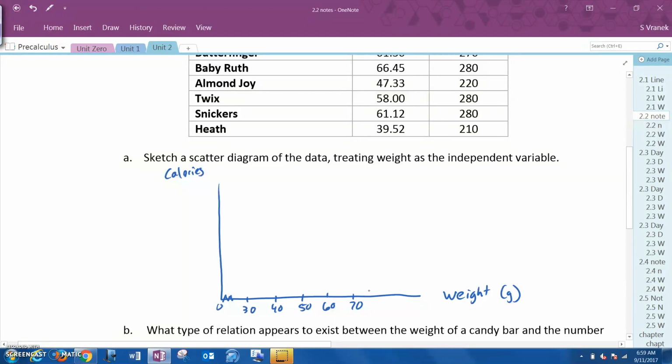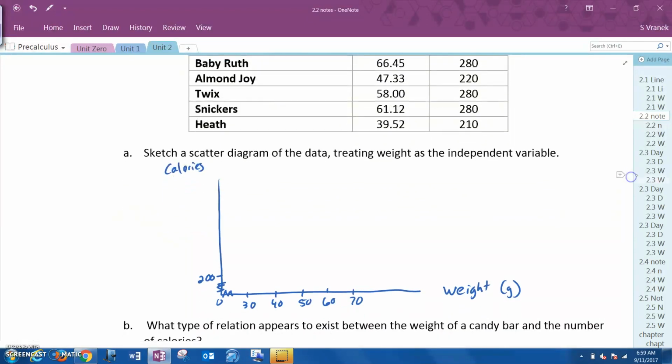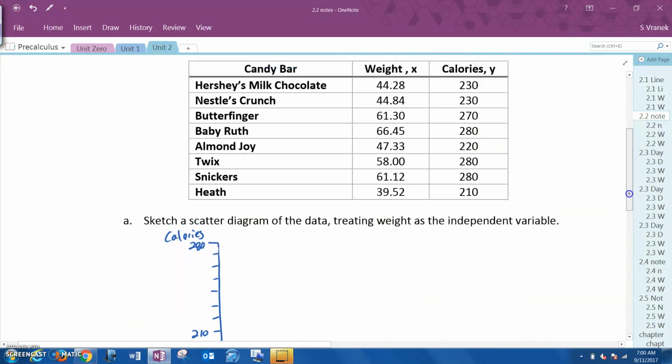And then for the height, I want to do another break and then say I'm going to start at 200 because it looks like that's the lowest calories, or well, 210 is. 210. And so forth, 220, 230, 240, 250, 260, 270, 280. I'll stop at 280 up here. So now you just plot your dots.